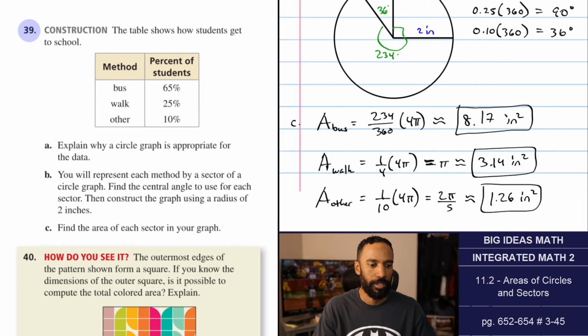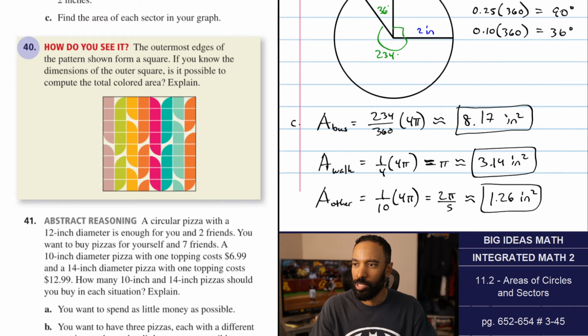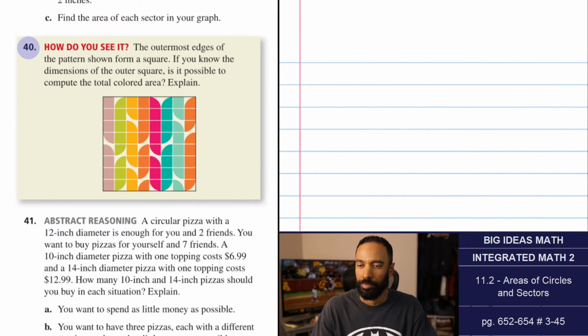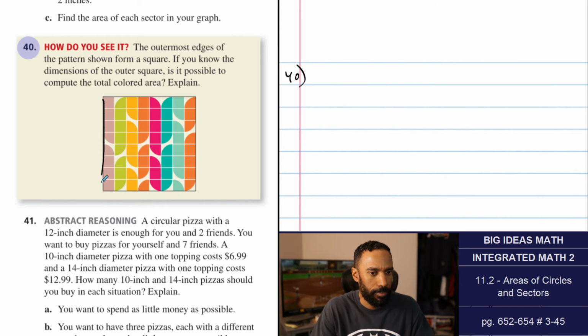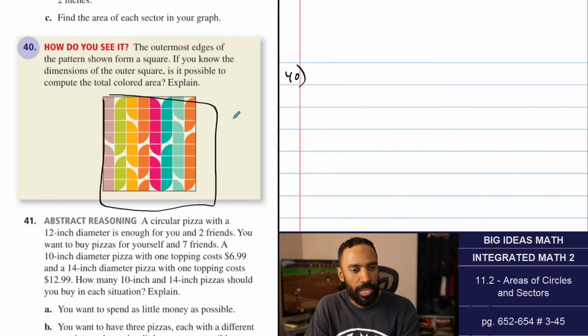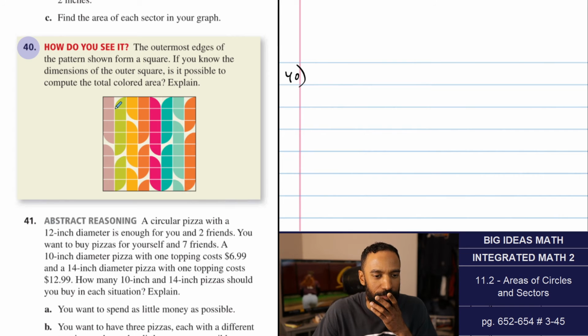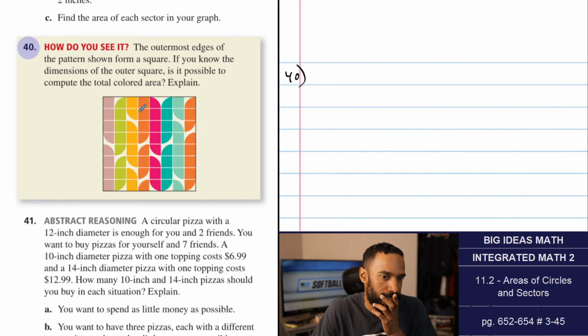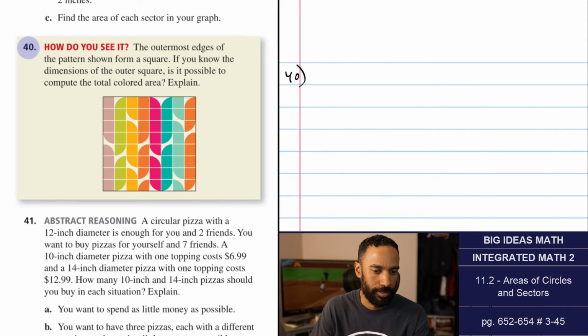Let's go to number 40. The outermost edges of the pattern shown form a square. If you know the dimensions of the outer square, is it possible to compute the total colored area? Explain. I don't know if I'm supposed to do it, but I kind of want to. I'm going to figure this out. Give me a second.